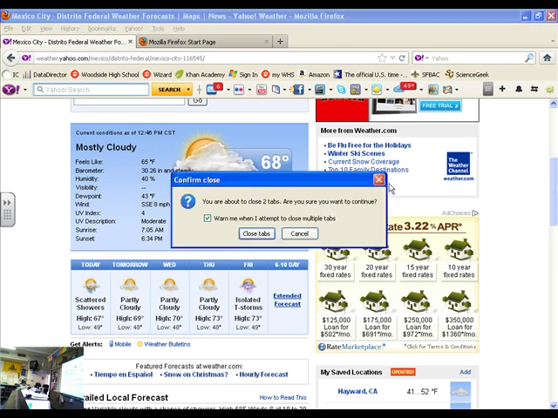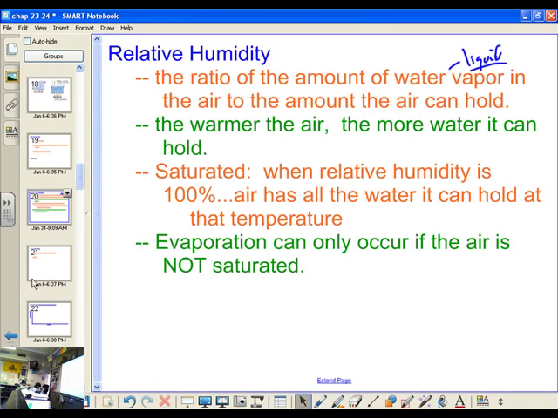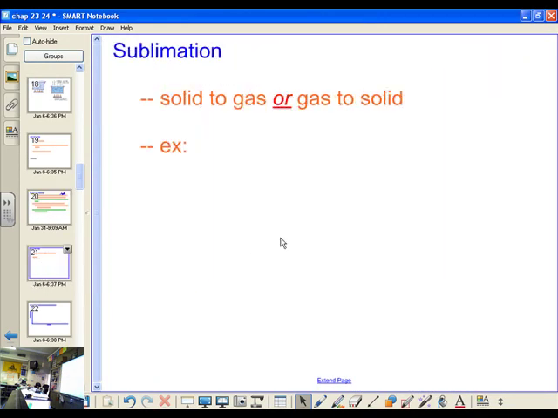All right. Well, you can see that. Now there is one process we didn't talk about. We talked about melting, condensing, boiling, evaporation, things like that. The last one we need to talk about is sublimation. This is the process of going from a solid directly to a gas. It's also the term we use to go from a gas to a solid. We also call that sublimation.